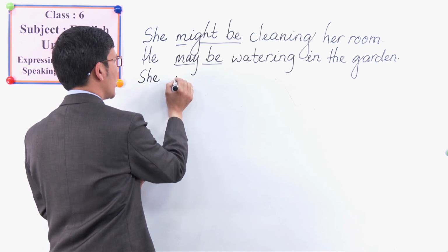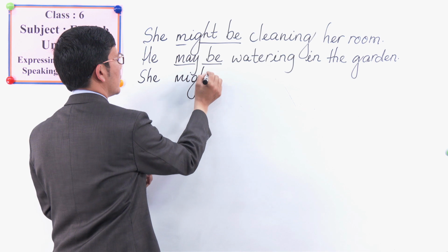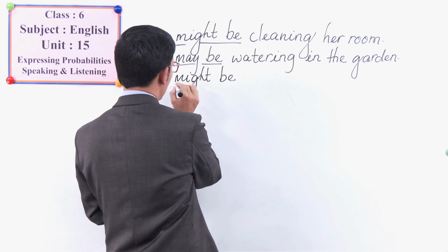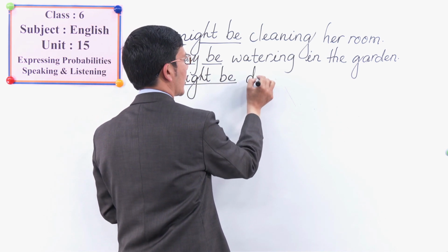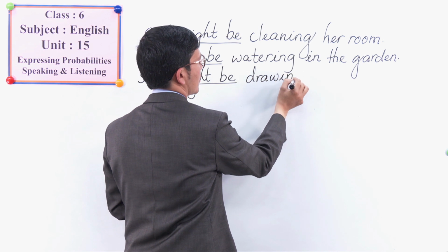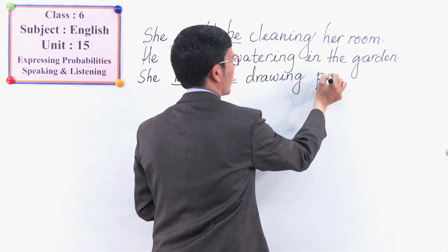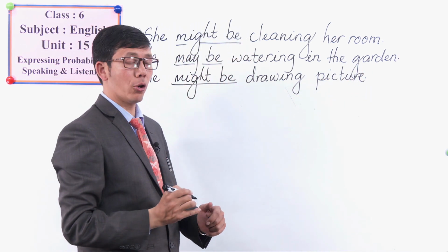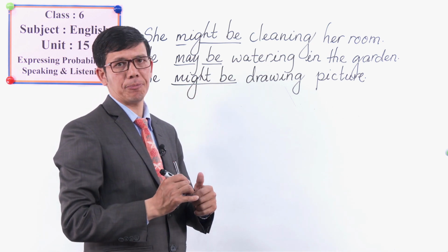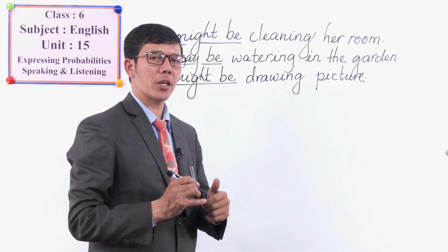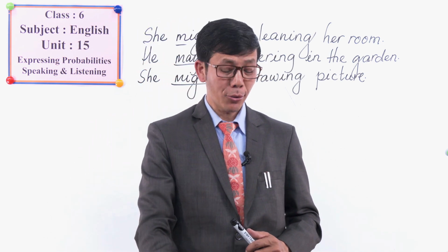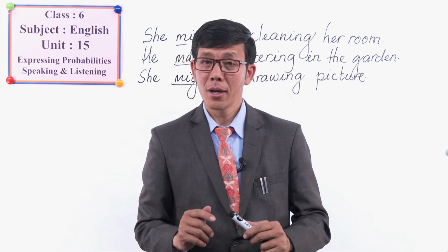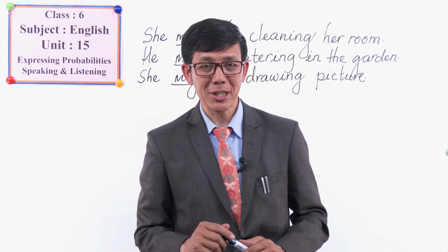She might be drawing a picture. Right? Very good. You might have also written similar sentences looking at the picture. She might be drawing a picture. So this is how you can also make a guess. You can make a guess using may, might, or must as well.